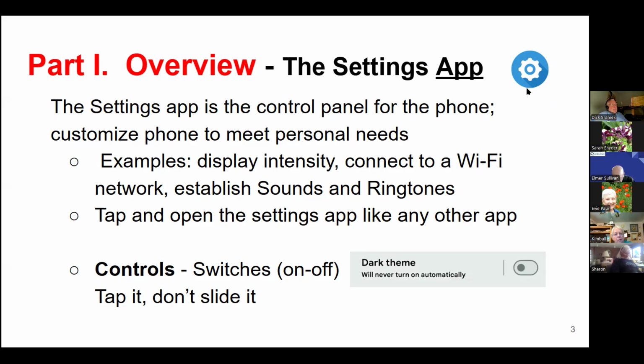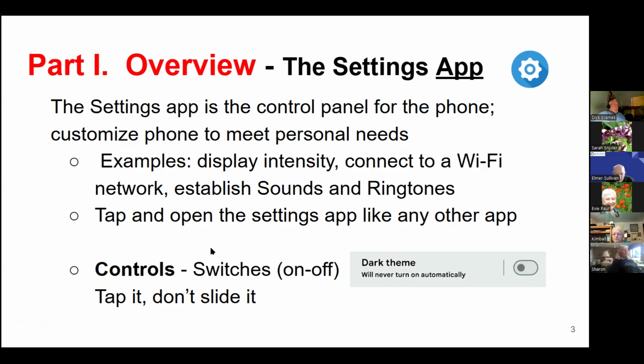The settings app will be among your apps, or I have it on my home screen because I use it a lot, but look for that little gear wheel among your many dozens of other apps. That's your settings app. And like any other app, you tap it to open, and there you go. So I want to talk about what you'll see, the controls within the settings app.